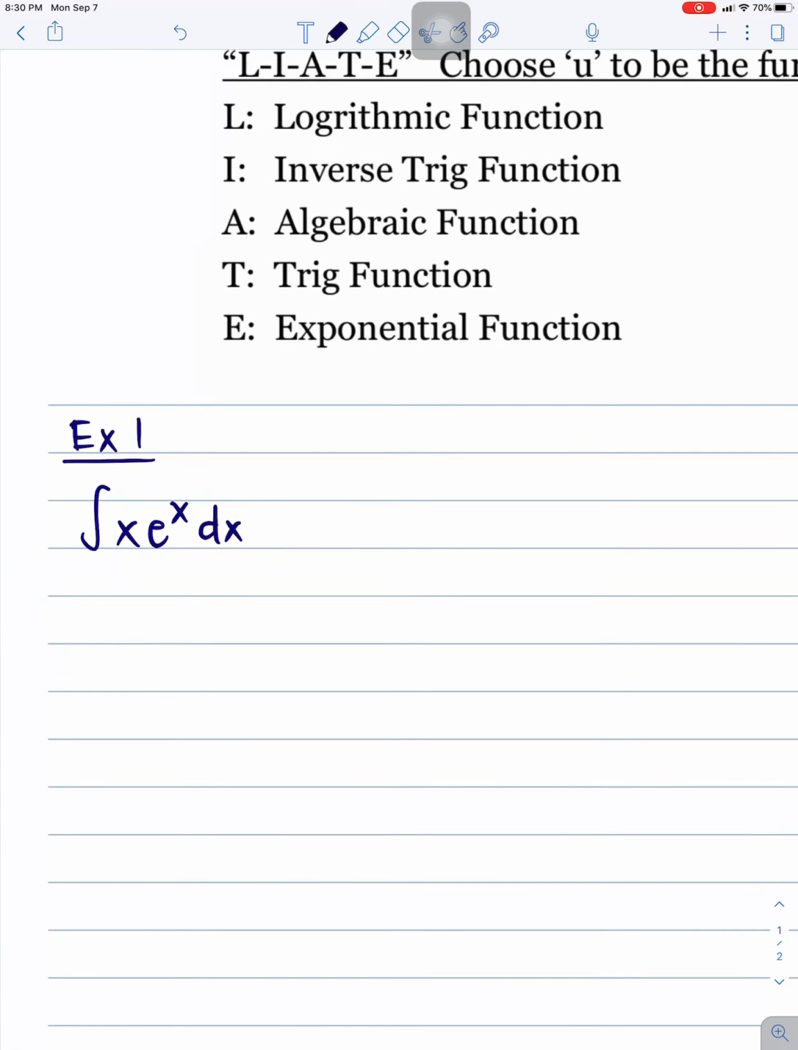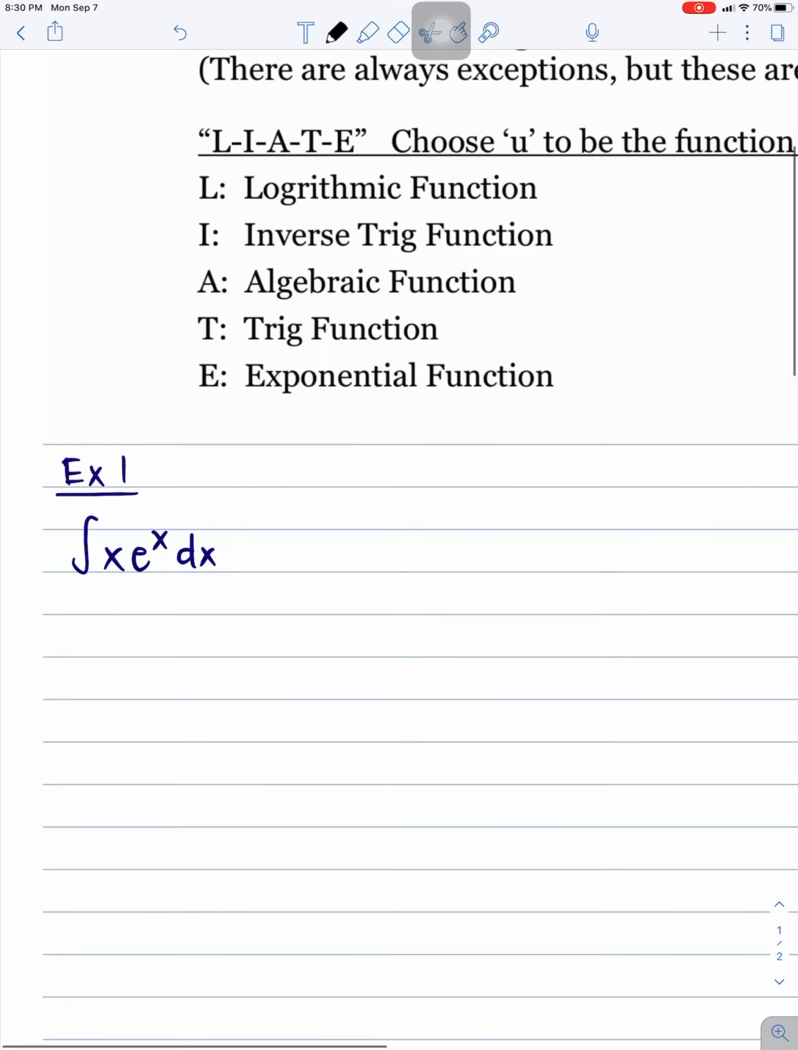So if we look at example 1 here, we have the integral of x times e to the x dx. Now notice that if you try a regular u substitution, you could do u equals x and then du would equal 1, but that doesn't work. So what you need to do is integrate this by parts. You have two things: you have x times e to the x.